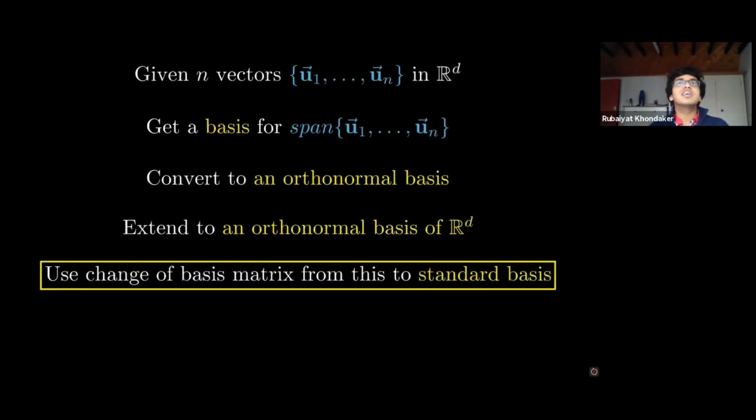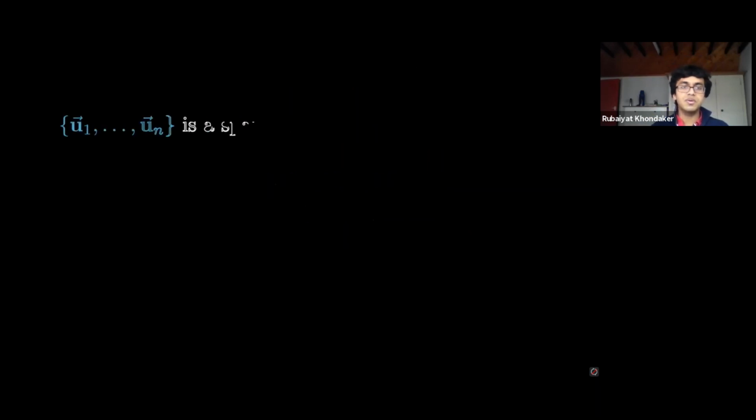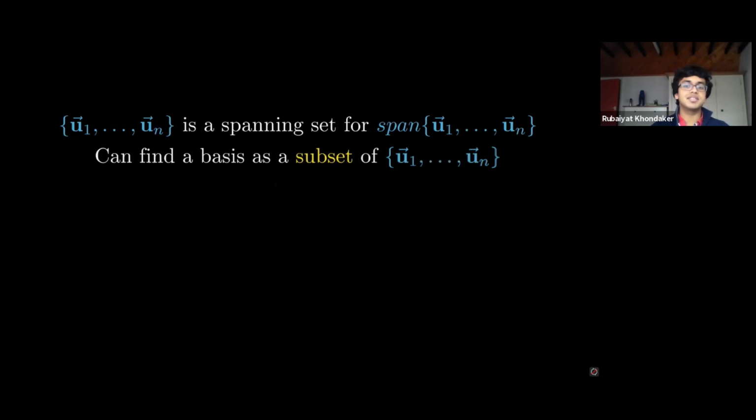And now I'm just going to justify something which I had glossed over, which is, why does this actually rotate them into a lower dimension? Well, let's say we've got u1 to un as a spanning set. We find a basis as a subset.